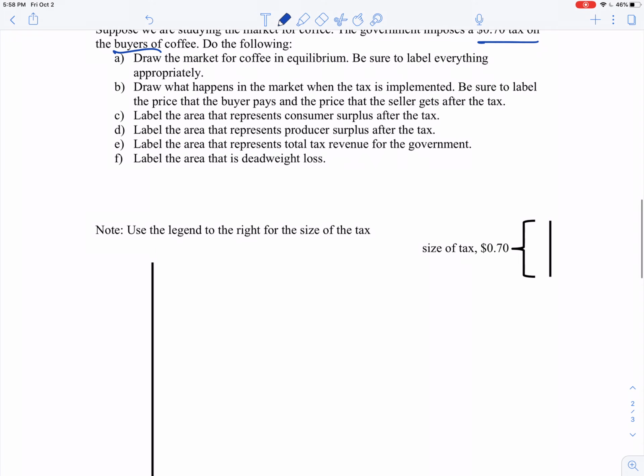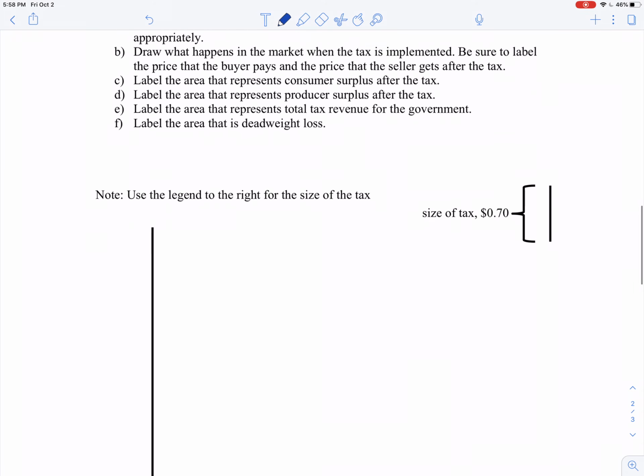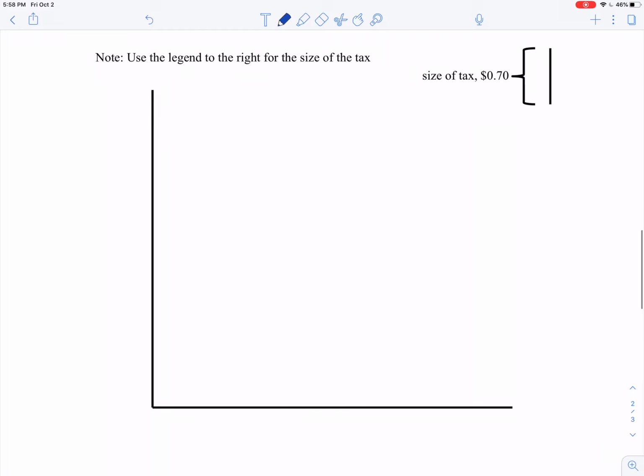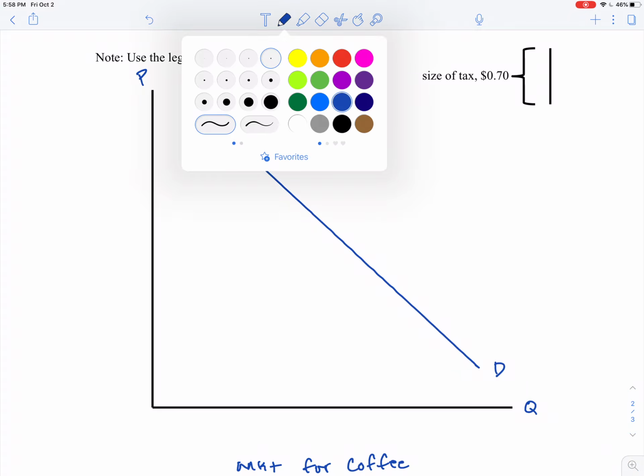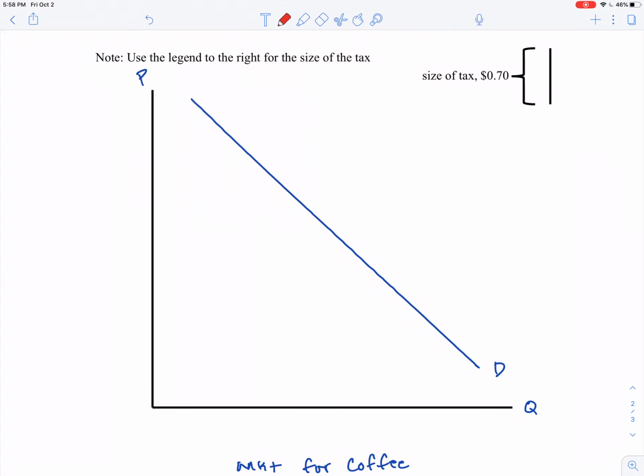So what that means is that, all right, let's draw our supply and demand diagram, all right? So we're going to go down here, label our axes, quantity, price, draw in our demand curve, something like this. Okay, and label it with a D. This is our market for coffee. Okay, and then I'm going to put in a supply curve. Let's do something like this.